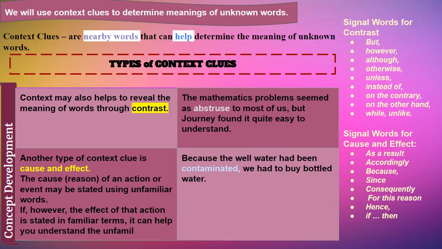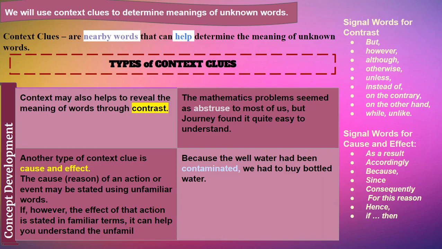So context clues also can be revealed through contrast. We're talking about contrast, we're talking about opposites, okay? The mathematic problems seem to be obtuse to most of us, but Journey found it quite easy to understand. But anytime we see but, we know that there is going to be some type of contradiction or some type of contrast, some type of opposite. So if it says Journey found it quite easy, what do we think obtuse means? Maybe difficult, or complicated, or complex. Very good.